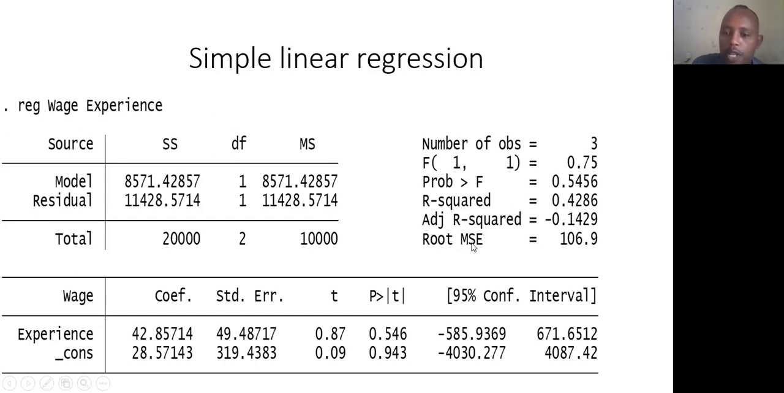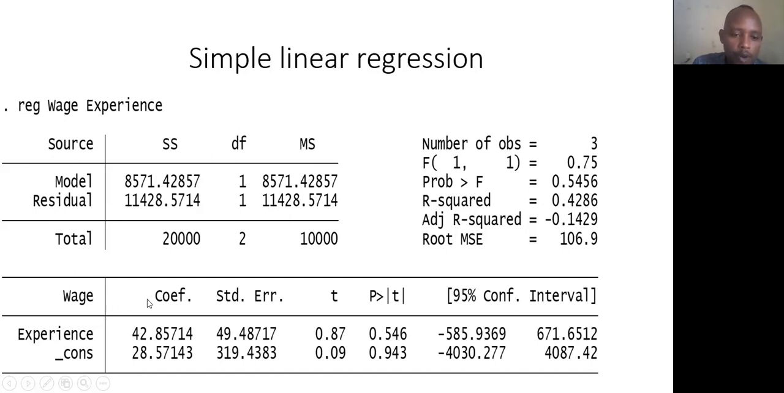Root mean square error means simply the square root of this value, the square root of this residuals mean square. When you put it in the square root, it gives you the root mean square of error.